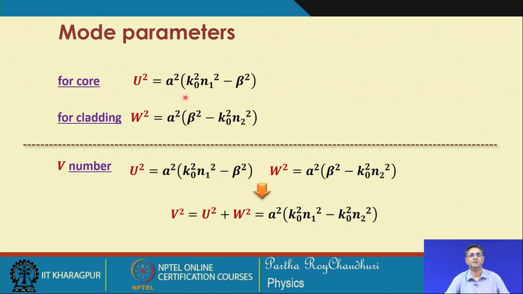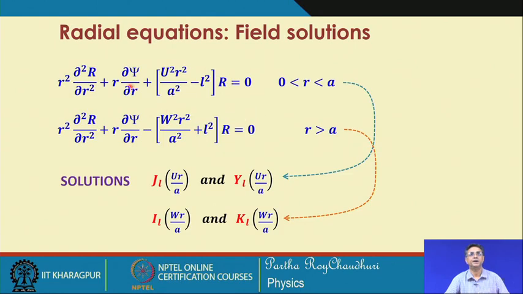Right. So, these are the mode parameters, and if you add these two, w square plus u square will yield this quantity which does not involve beta, which is independent of beta, and it defines this V number, a very important parameter for an optical fiber. By this substitution of u square and w square for these quantities, we can rewrite the radial equations for the core and cladding in this form, because now we have replaced this by u square r square by a square, w square r square by a square. This is very simple and well known.